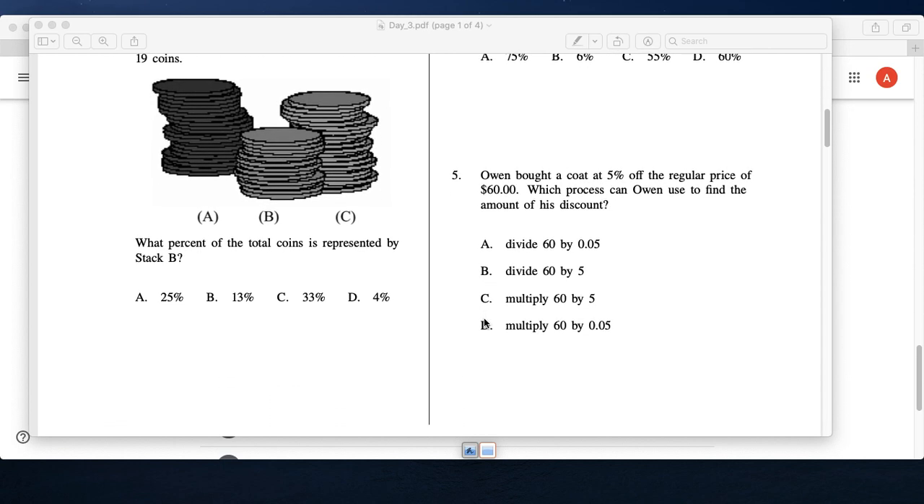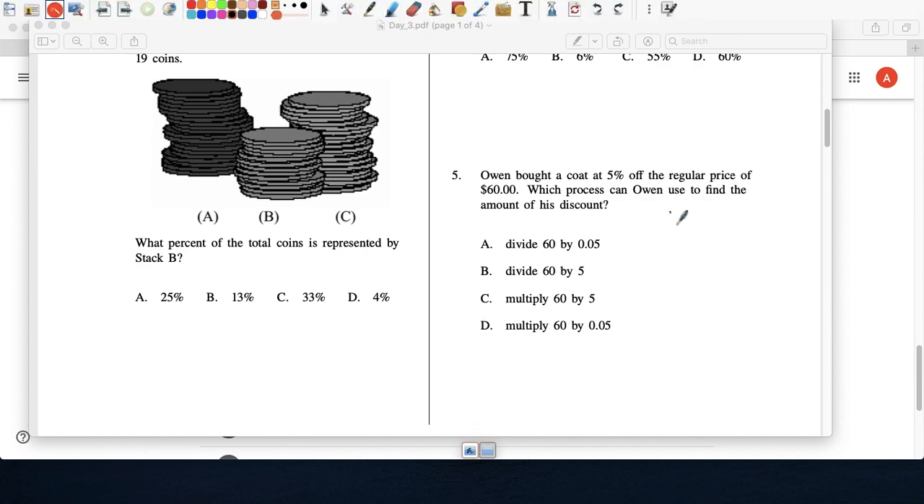Owen bought a coat at 5% off the regular price of 60. Which process can Owen use to find the amount of his discount? Well, to find the amount of his discount, that's easy, right? We take 0.05, multiply that by 60, right? Because it's a percent of the sales. Here we go.